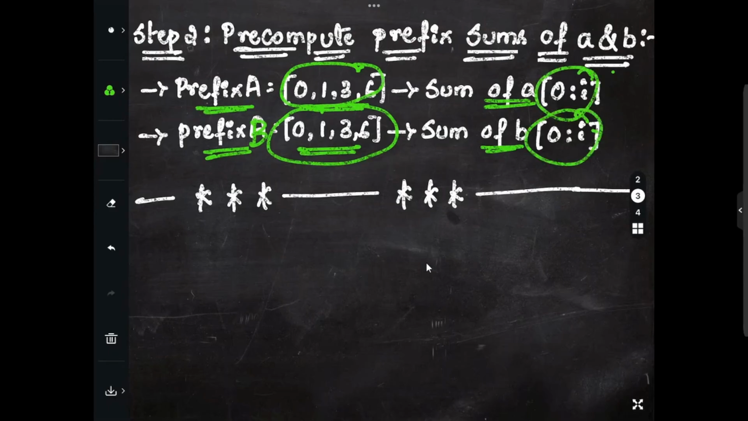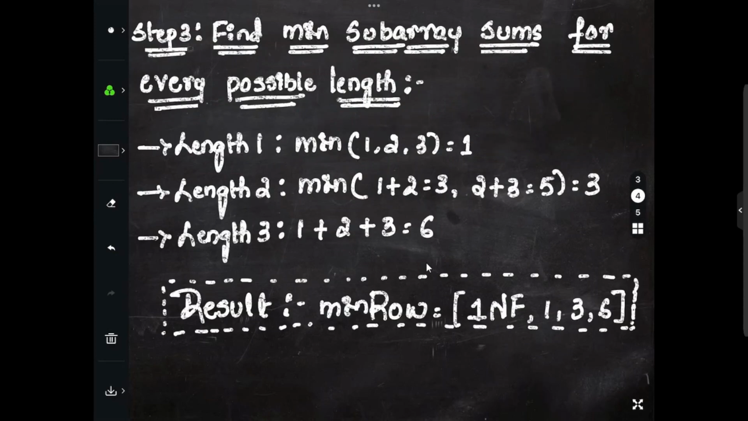So this is fine. Just keep in mind that this is sum of A: 0, 1, 3, 6. Nothing but the prefix sums. This is prefix sum of A. This is prefix sum of B. Sum of A and sum of B: 0, 1, 3, 6 and 0, 1, 3, 6. I hope this part is completely clear. Easy calculation, simple math, right?